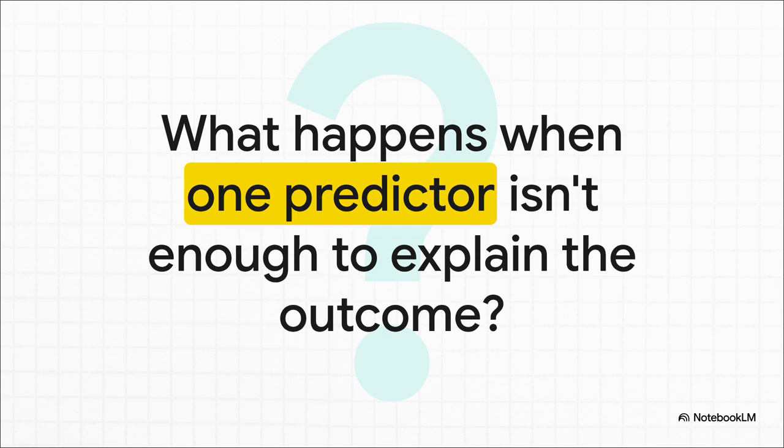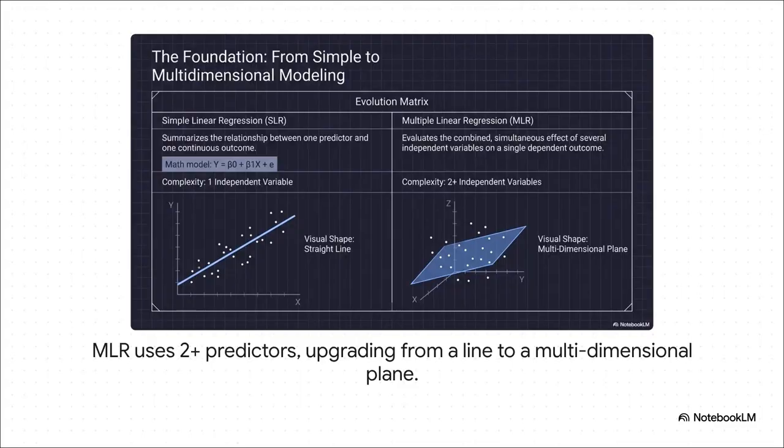I mean, in the real world, right? Outcomes like sales or stock prices are rarely driven by just one single thing. So what do we do when we need more predictive power to capture all that complexity? Simple. We upgrade our toolkit. As you can see here, we move from that simple straight line of SLR to this awesome multidimensional plane of multiple linear regression, or MLR. This upgrade is super powerful because it lets us model the combined effect of several factors all at once. So now we can see how ad spend, website traffic, and seasonality all work together to predict our final sales number.